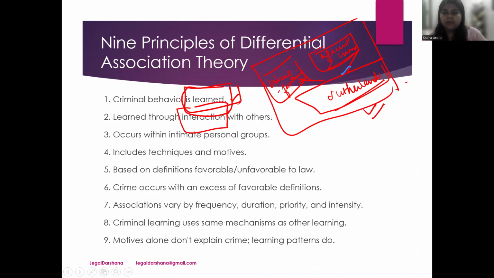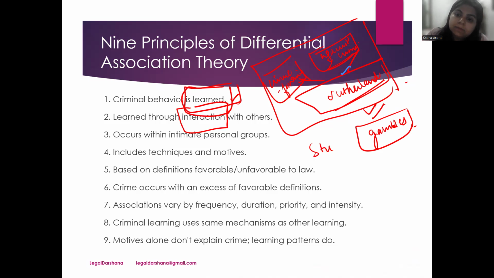Okay, so for example, there are two groups. One is the group that gambles. There are two sets of friends I have. One is the group that gambles, and another is a studious group. They are pursuing higher education, they are studying, they are into good work and all. Now it depends on my interaction with which group, how I interact, how much, and that they can influence me. Okay, so criminal behavior, number one, it is learned.